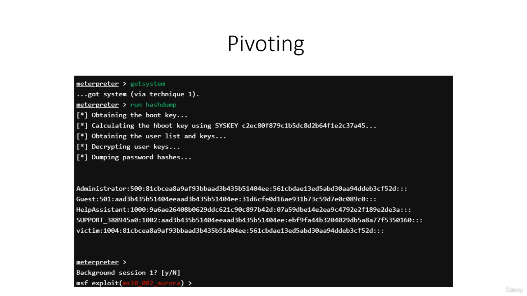Now that we have added our additional route, we will escalate to system, dump the password hashes and background our Meterpreter session. What you have to do now is getsystem. As you can see, after doing getsystem, it gave you the system via the first technique. After that, just run hashdump. As you can see, it is booting the system key, also getting the administrator hash.